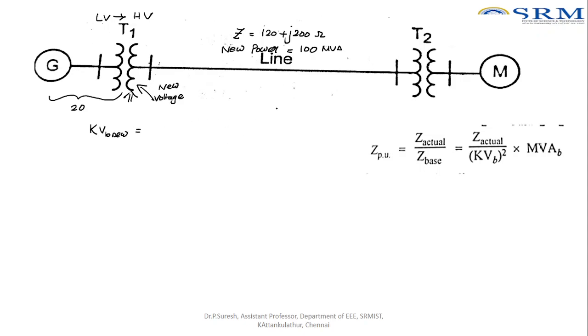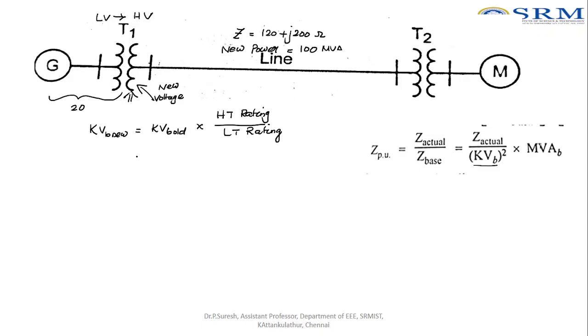Actually we are going to calculate the Z value. Before calculating the new Z value, we have to find the kVb value, because you can see in the formula it is given as kVb. This is the new value we are going to find. So it is kVb old multiplied by the HT rating by the LT rating. So this is the formula to find the voltage first.